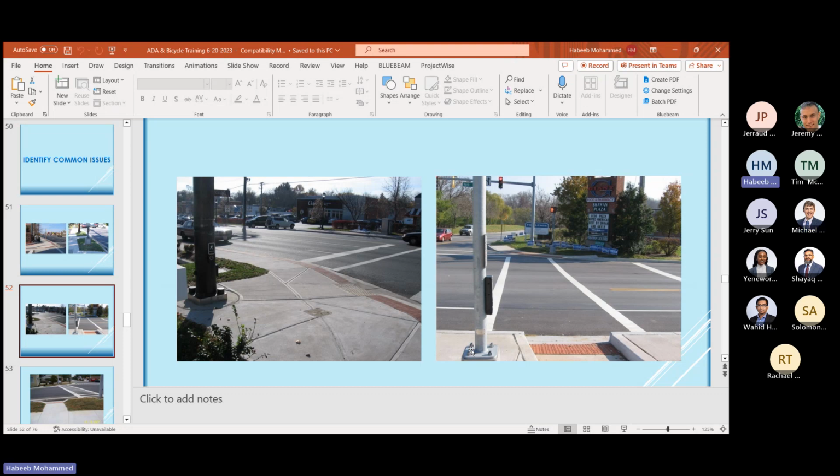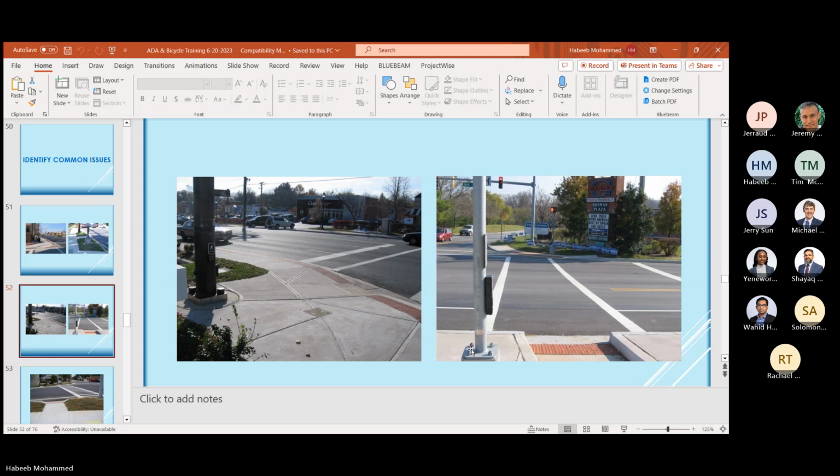Yeah, I think on the left side, like you said, I don't see a 5x5 level landing area. I mean, the slope also doesn't look like 2%. So that is an issue over there. On the right side, I don't see a detectable warning surface in that cut through.